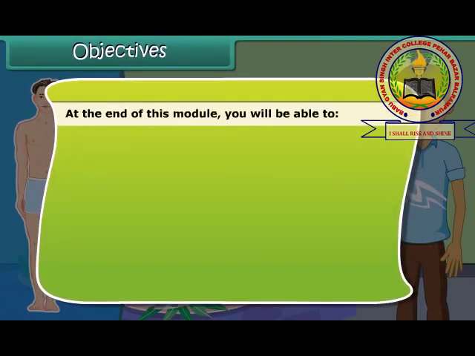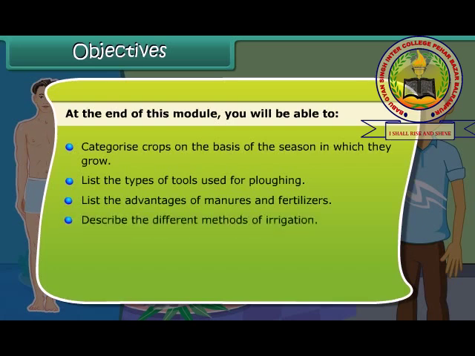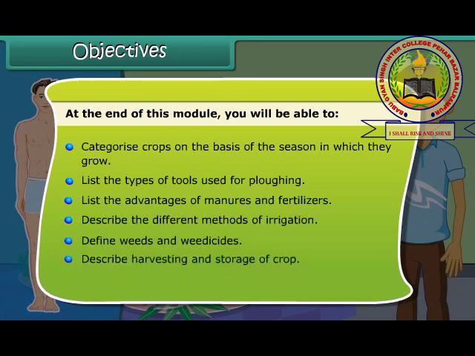At the end of this module, you will be able to categorize crops on the basis of seasons in which they grow, list the types of tools used for plowing, list the advantages of manure and fertilizers, describe the different methods of irrigation, define weeds and weedicides, describe harvesting and storage of crop, and explain animal husbandry.